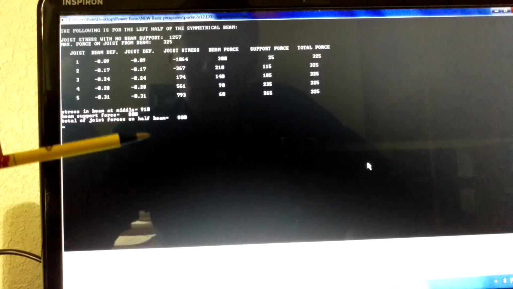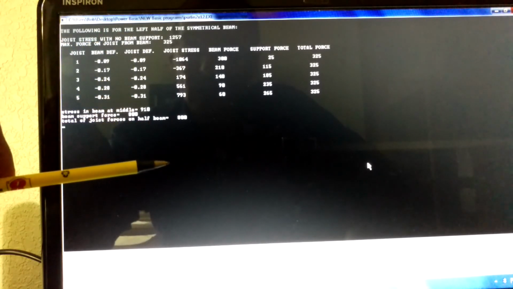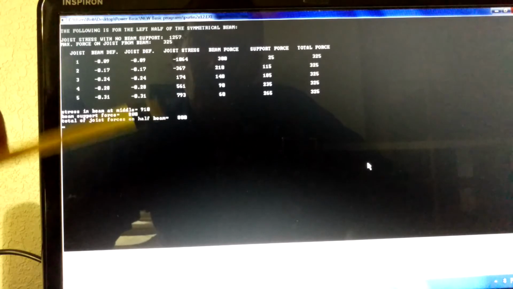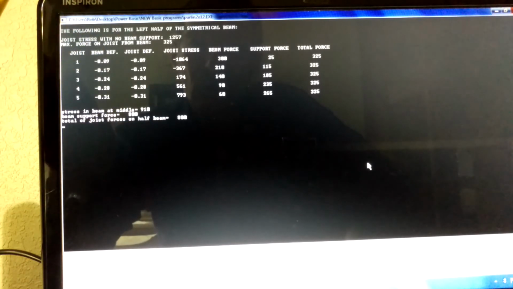The point is, you have the procedure to use this in your own situation, and maybe it could be of use to you. So that's enough for this time.